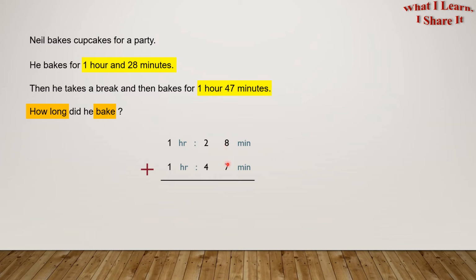So, 8 plus 7 is 15, and 1 plus 2 plus 4 gives us 7, and 1 plus 1 is 2. So, this gives us 2 hours and 75 minutes. So, as you know, 2 hours and 75 minutes doesn't make much sense. We can convert 75 minutes into hours and minutes. Let's see how.